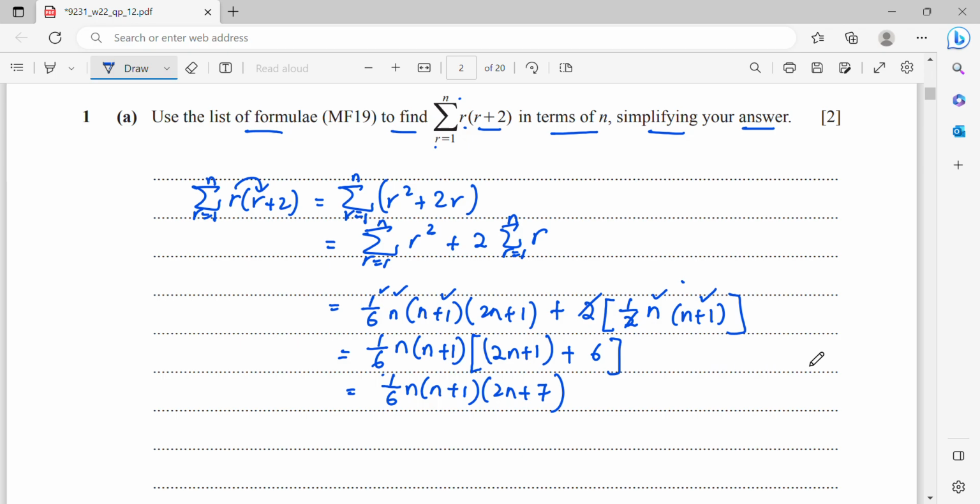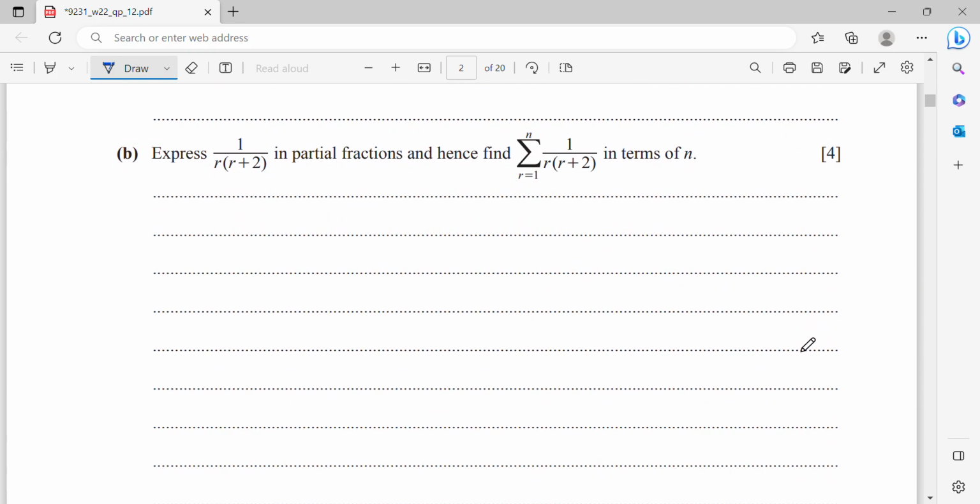Okay, so now let's move on to part (b). Express 1/(r(r + 2)) in partial fractions and hence find the summation from r = 1 until n in terms of n. First of all, we have to find the partial fractions. Since this is a proper rational function and the denominator has 2 linear factors, our partial fractions will be A/r + B/(r + 2).